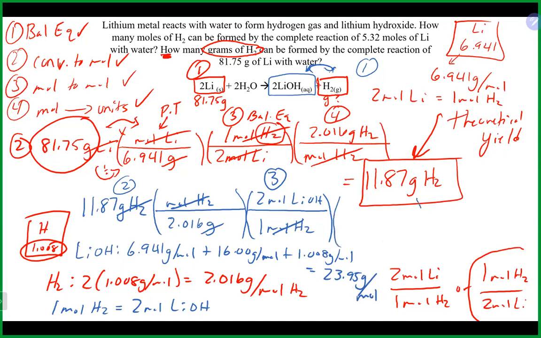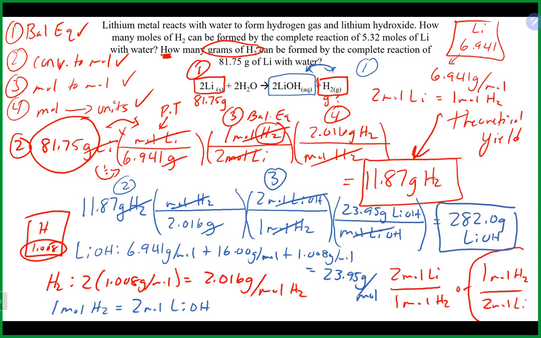Once again, we're going to use that as a conversion factor. We want to get rid of moles. So our moles of lithium hydroxide and our 23.95 grams of lithium hydroxide. The moles will cancel. Once again, we're going to multiply what we got on top and divide by the bottom. So 11.87 times 2 times 23.95 divided by 2.016. We would produce something like 282.0 grams of lithium hydroxide in this particular case.